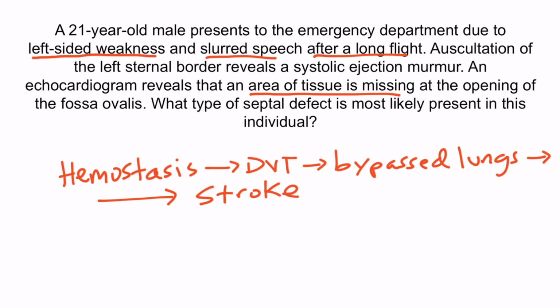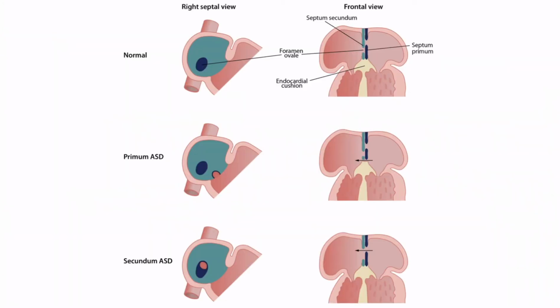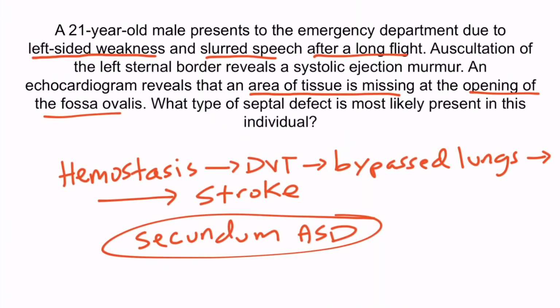Finally, the location of the defect is at the opening of the fossa ovalis, which means that this patient has a secundum atrial septal defect. Recall from this image that a secundum ASD occurs at the foramen ovale, which in an adult is known as the fossa ovalis, and we can see that right here. Therefore, because the echo revealed a defect in this location, we can be sure that the patient has a secundum ASD. So again, the answer to the question is a secundum ASD. And with that, we've covered everything you need to know regarding left to right shunts.